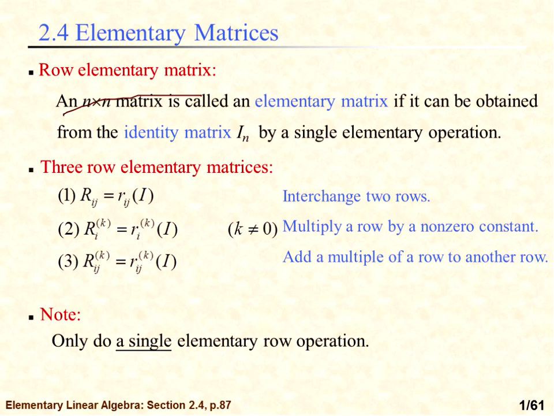Hello, welcome back. Sorry for the delay. So we are discussing elementary matrices. I'm discussing row elementary matrices. An n cross n matrix is called an elementary matrix if it can be obtained from the identity matrix by one elementary row operation. We know we can convert a matrix into row echelon form: if we interchange any two rows, multiply any row by a non-zero constant, or add a multiple of one row to another row. These are operations we know from earlier.